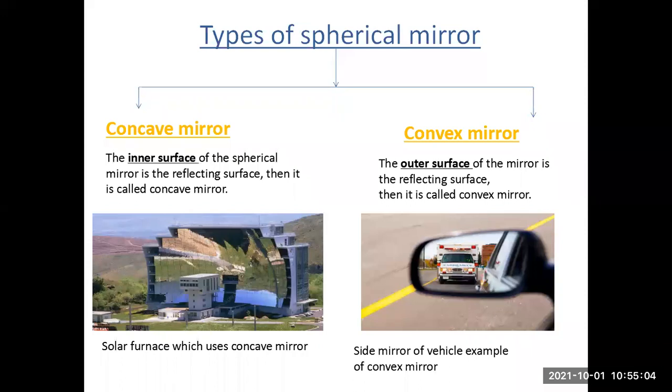What happens in the concave mirror? The inner surface of the spherical mirror is the reflecting surface. Then it is called a concave mirror. If the outer surface of the mirror is the reflecting surface, then it is called a convex mirror. So an example of a convex mirror is the side mirror of a vehicle. If you can, please note down these examples. If you want to write down these points with examples, please write them down.